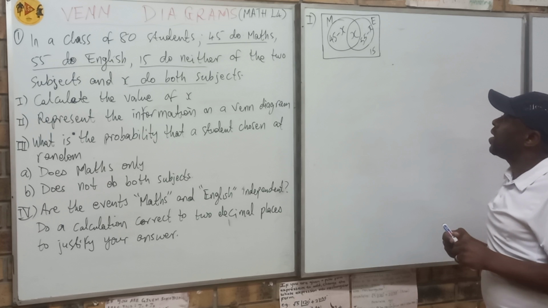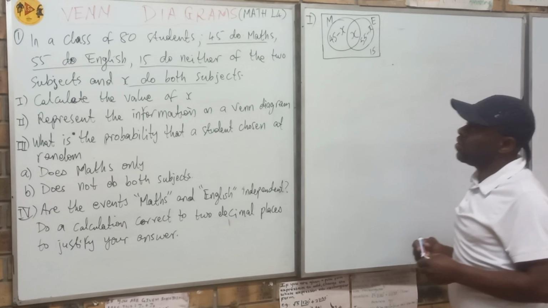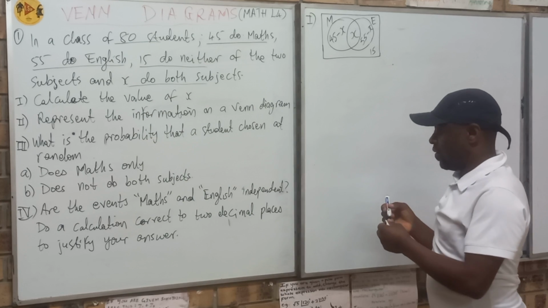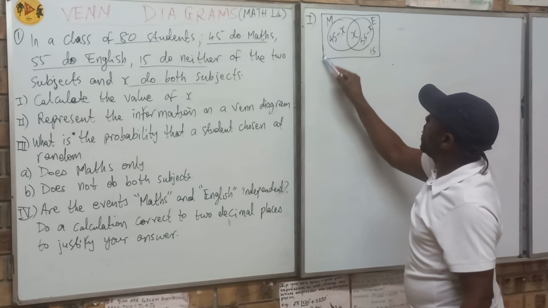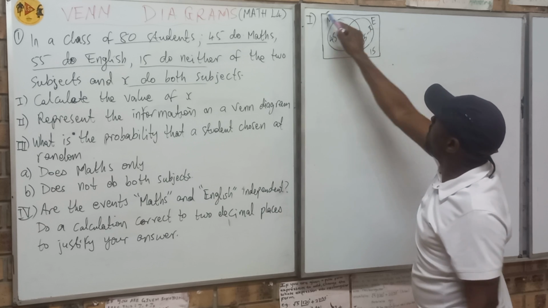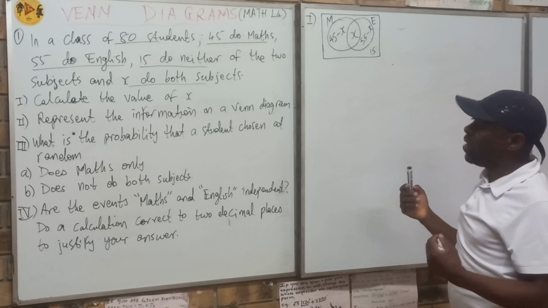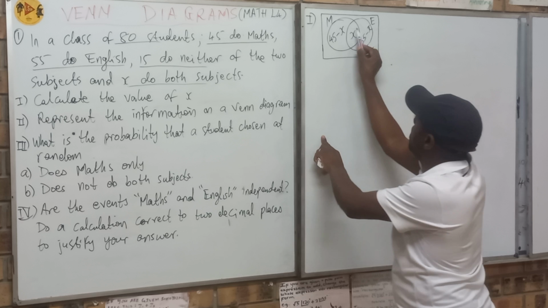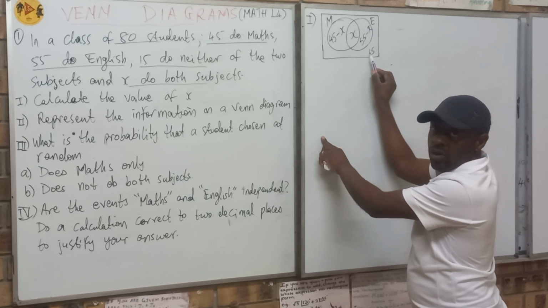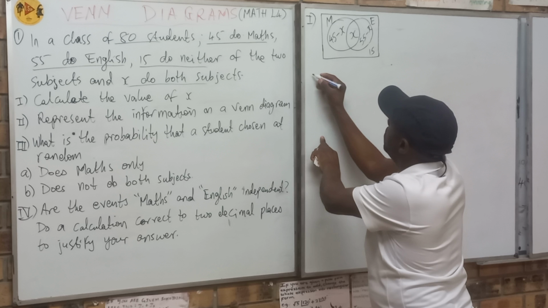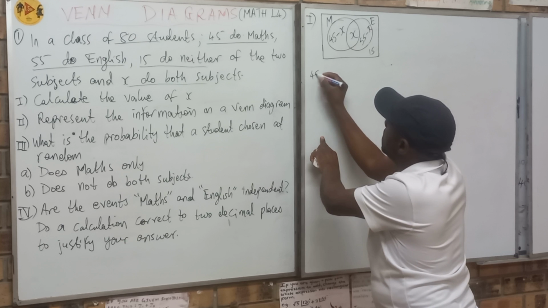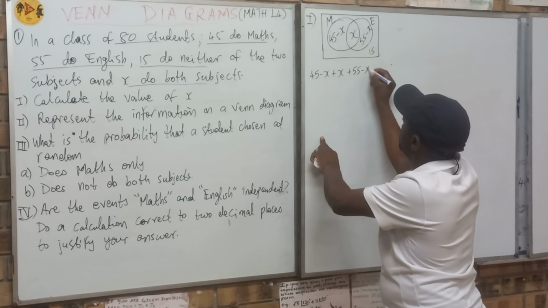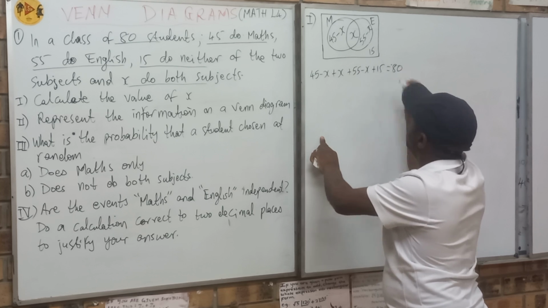So from this Venn diagram, I can now solve for X. I must not forget that there are a total of 80 students in that class. So in our sample space, which is represented by the rectangle, if I add everything there, I must get 80. That means those who do math only, both, English only, and those who do none of the two subjects, I must get 80. So I'll take 45 minus X, plus X, plus 55 minus X, plus 15. That must give me 80.